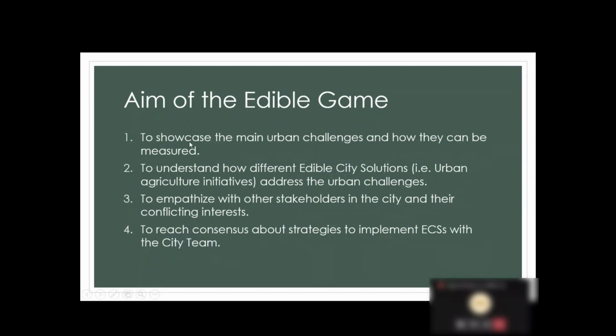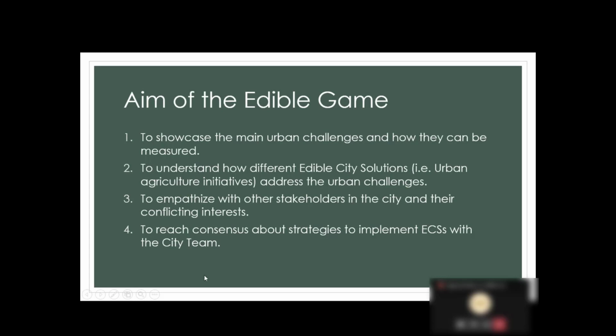The main urban challenges defined by Eclipse are climate change resilience, water management, green space management, social justice, coastal resilience, green jobs, and I'm forgetting some of them, public health and public participation. And the idea is, with the game and implementing urban agriculture elements, to see how cities better deal with these urban challenges. So the first aim is to showcase the main urban challenges and how they can be measured through indicators.